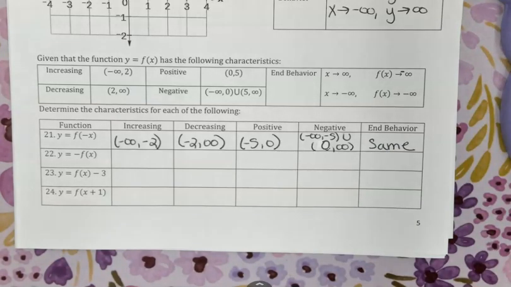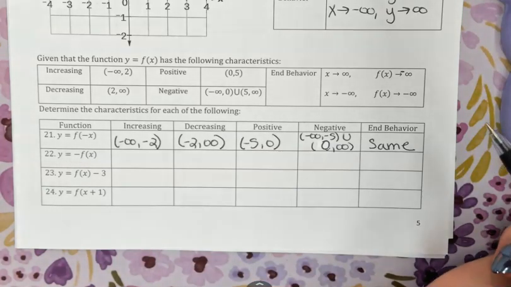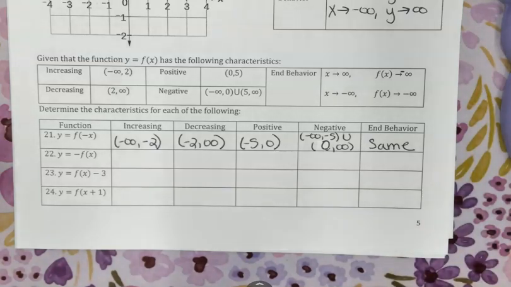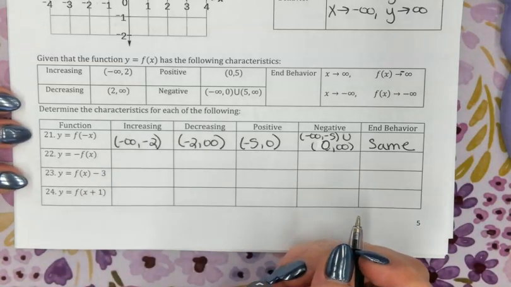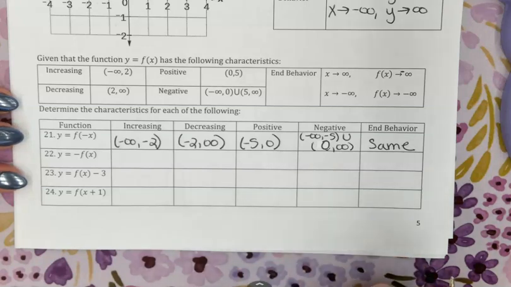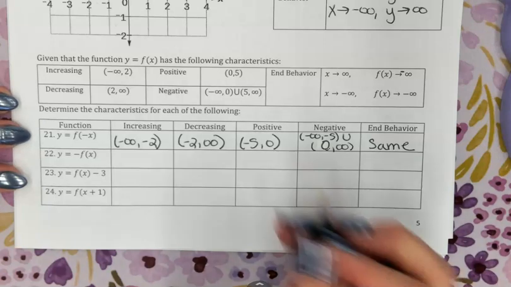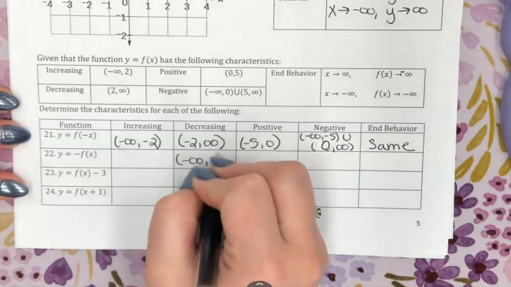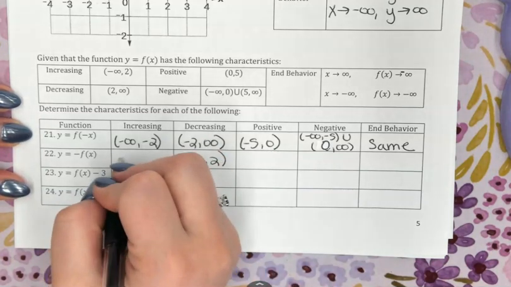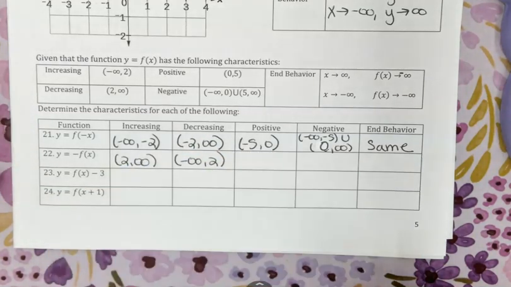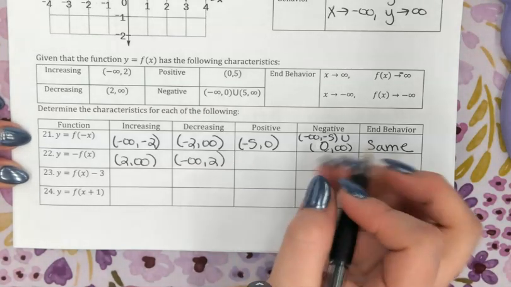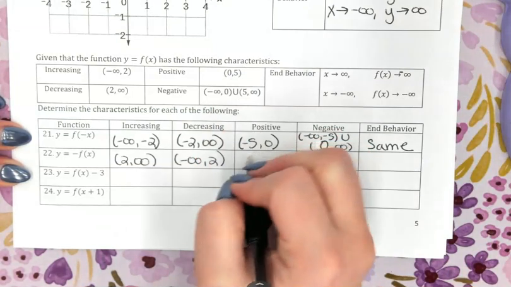Okay, on 22. This time I am reflecting over the x-axis. I am essentially flipping upside down. This is going to change my y values. So my intervals of increase and decrease are actually going to change, because I am now going to be decreasing at the start and then increasing the rest of the way because I flipped upside down. My positives and negatives are going to change as well, because again I flipped upside down, so these are actually just going to switch.